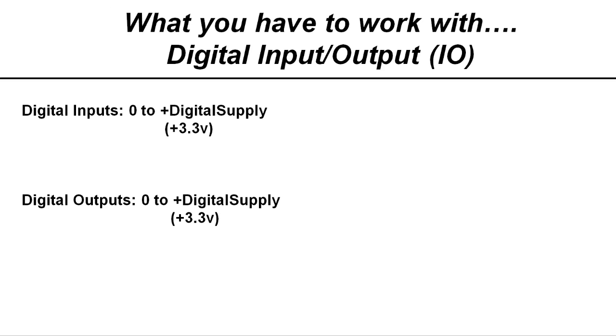So what do you have to work with in a microcontroller? We're going to first talk about digital I/O. When we think digital, we think of two states, on and off. So in a microcontroller, we can have digital inputs and we can have digital outputs. And almost always, the digital I/O can either be 0 volts or some supply voltage. For example, a lot of microcontrollers are 3.3 volts. Same thing with the outputs. We have 0 and 3.3 or 5.